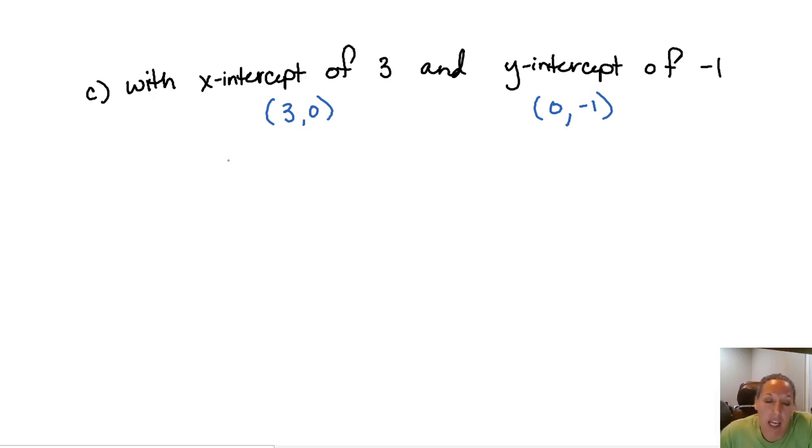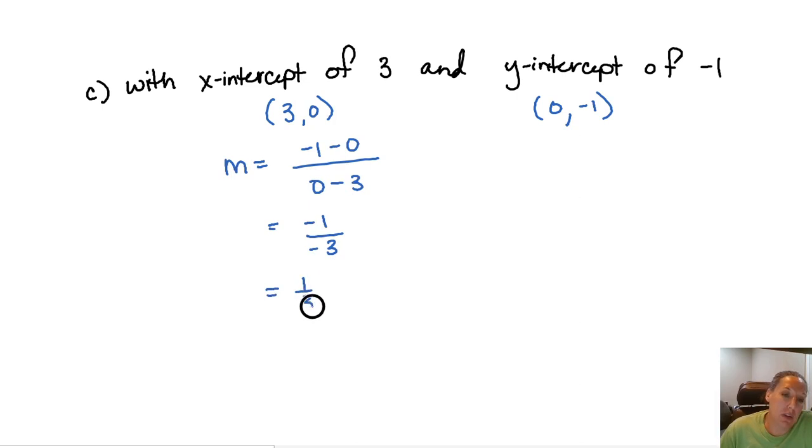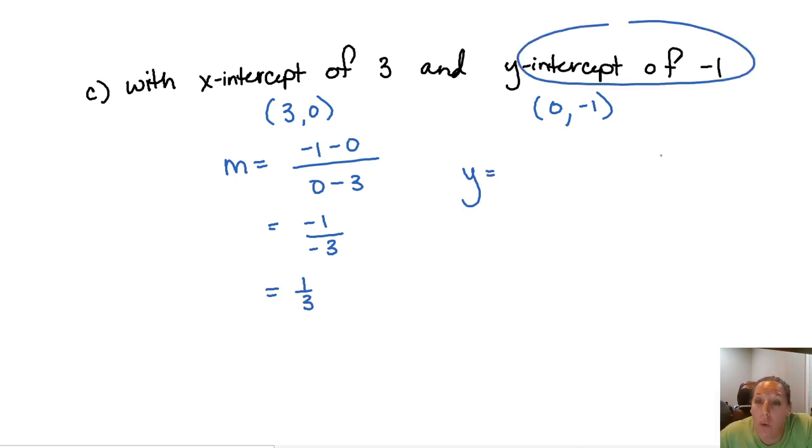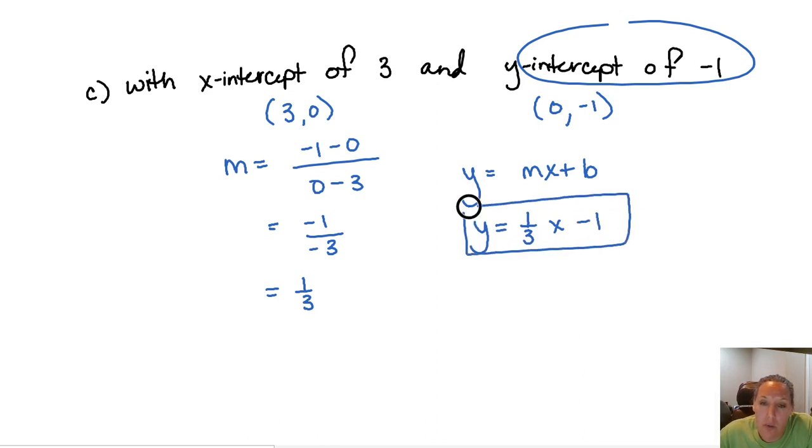And then this problem is exactly like the previous one. Our slope is going to be negative 1 minus 0 over 0 minus 3. Negative 1 minus 0 is negative 1. 0 minus 3 is negative 3. And that simplifies to 1/3. And this one we can do a little bit of a shortcut because we know our y-intercept. That means we know our b in that y equals mx plus b form. Or we can plug into the point slope form using either one of those points and solve for y to get y equals, our slope is 1/3 and our b is negative 1. So we get y equals 1/3 x minus 1.